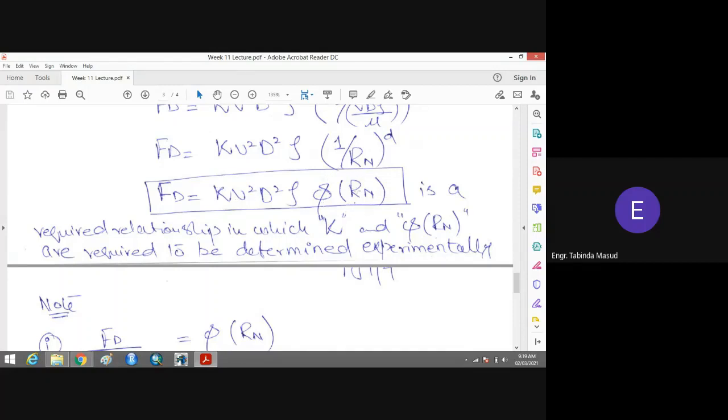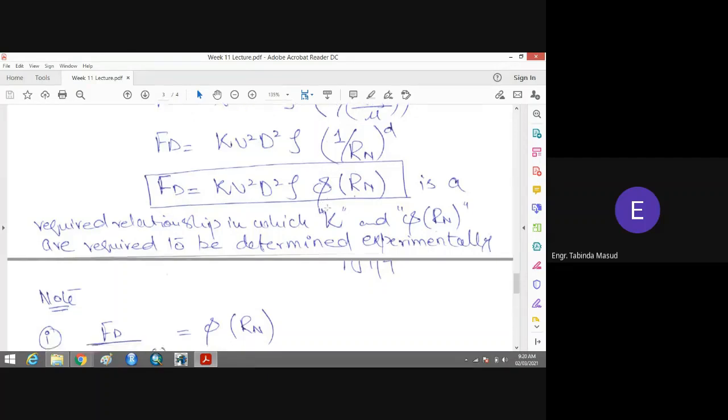In this expression, these two things are unknown, which we can find by means of experiments. I already told you that for any particular problem, first of all, you have to do the analysis, and then on the basis of the results of the analysis, we do the experiments, and experiments finalize the shape of the formula. So what is this K and what is this function of the Reynolds number? You will be able to know all these things with the help of the experiments.